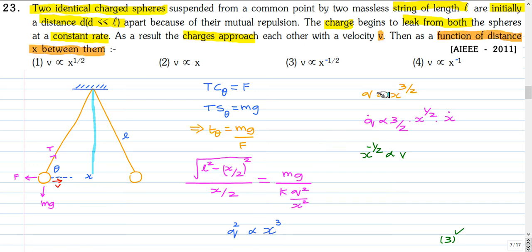So q goes as x raised to the power 3 by 2. If you differentiate with respect to time, we get q dot as 3 by 2 x raised to the power half into x dot, and x dot is the velocity. So from this we get velocity is proportional to x raised to the power minus half. So the correct option is option 3.